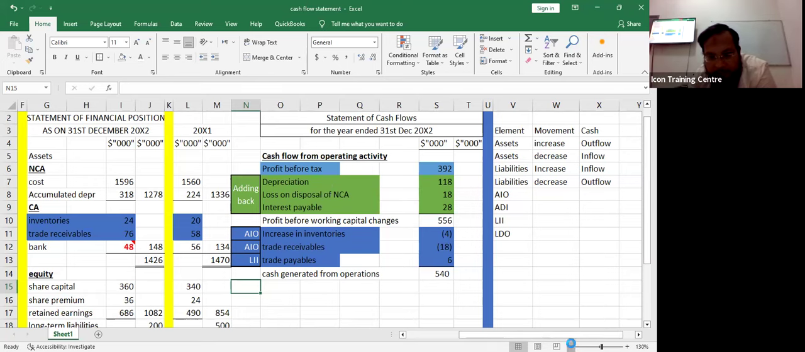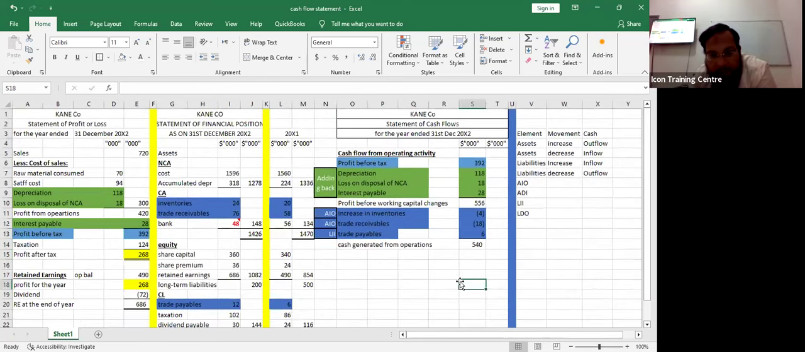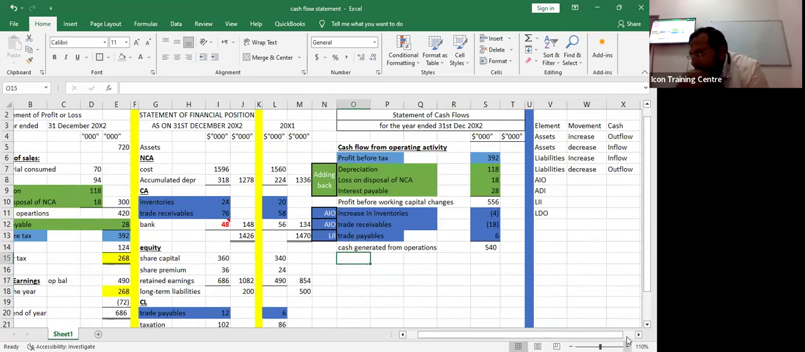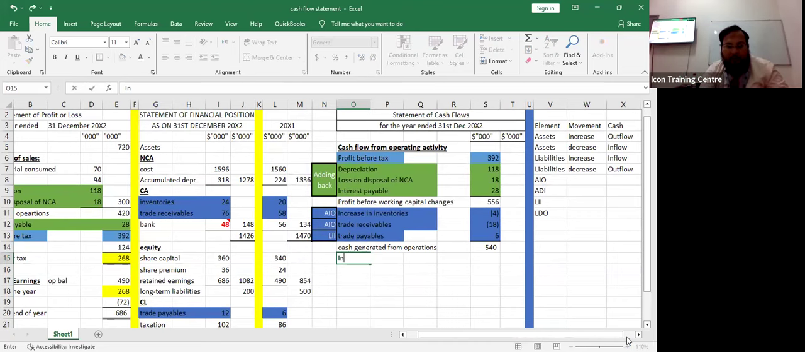Once it is done, the next thing we subtract is interest paid. Very interesting. Then we have dividend paid, and then we have tax paid. Okay, let me teach you. Very, very simple.